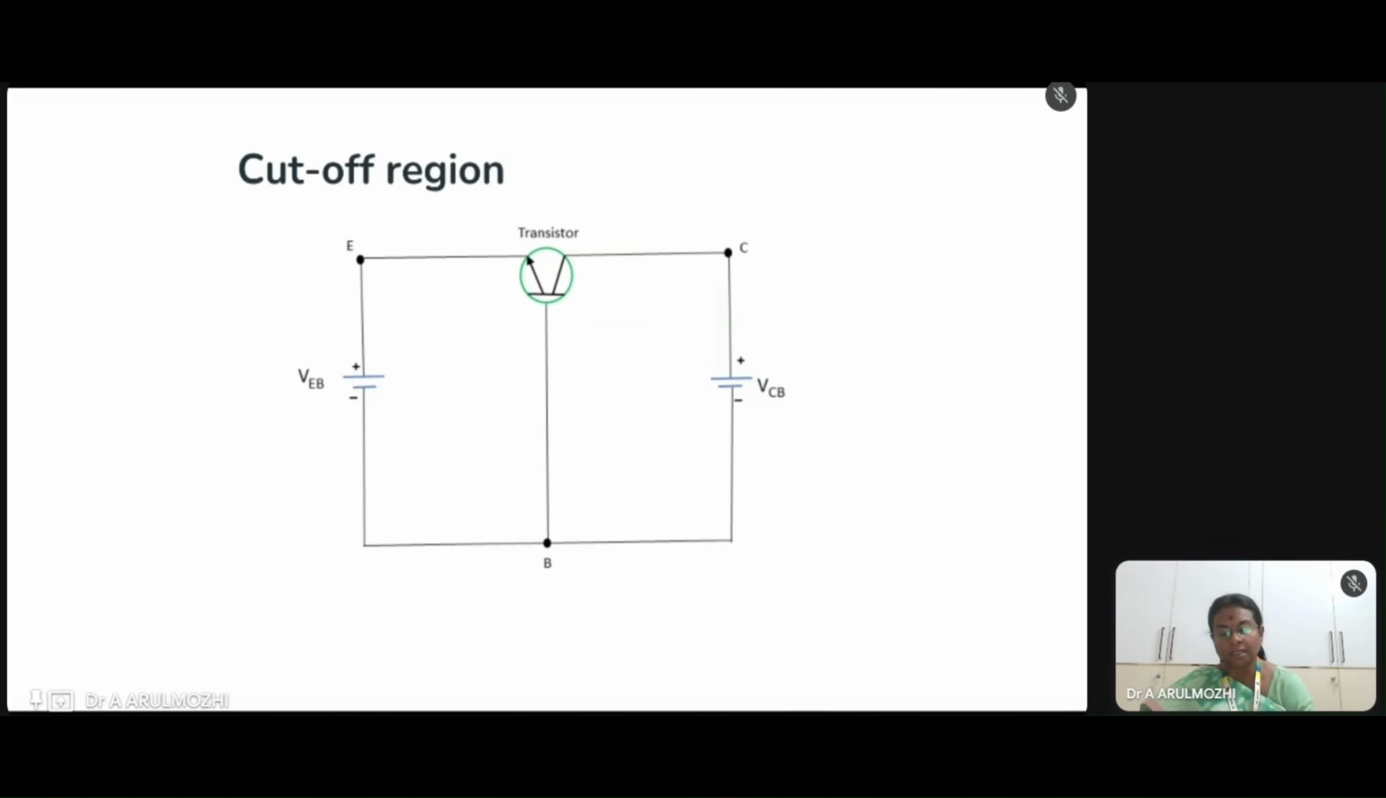Third region is nothing but our cutoff region. In the case of cutoff region, in between the emitter and the base, VEB is connected. Here the emitter and the base junction is reverse biased, and the collector and the base junction is also reverse biased. And here in this case, the value of current in the transistor is nearly zero.